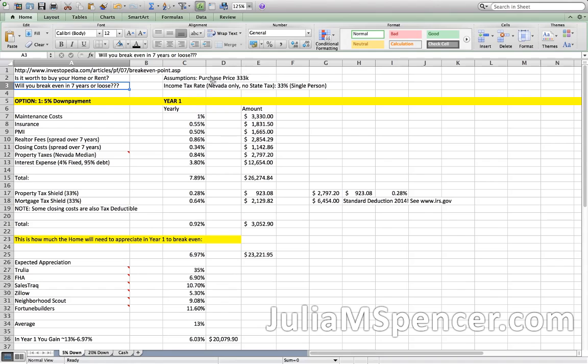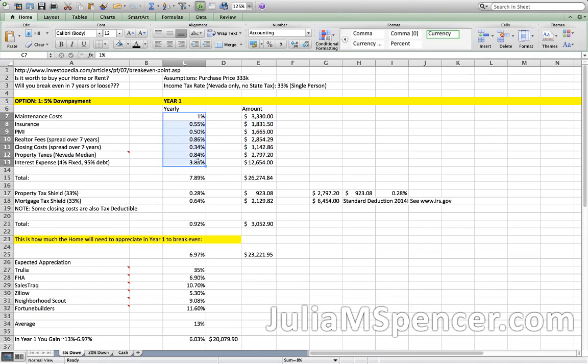So for your income tax rate, obviously only federal taxes, because there's no state tax in Nevada. I counted 33% as we discussed. This is for the 5% down payment, so these are basically all the costs associated with being a homeowner, costs that you don't have when you're renting someplace. I put the percentage as a percentage of the 333K, as well as the amount here, but what I really want to focus on is the actual interest rate and the percentage right here.